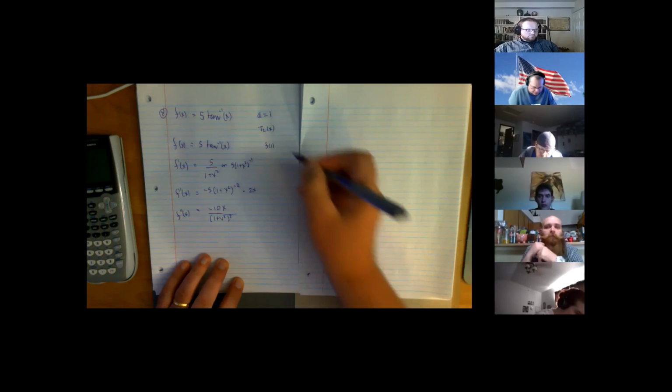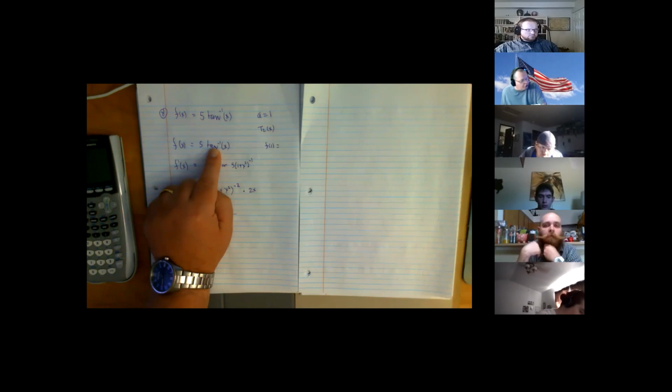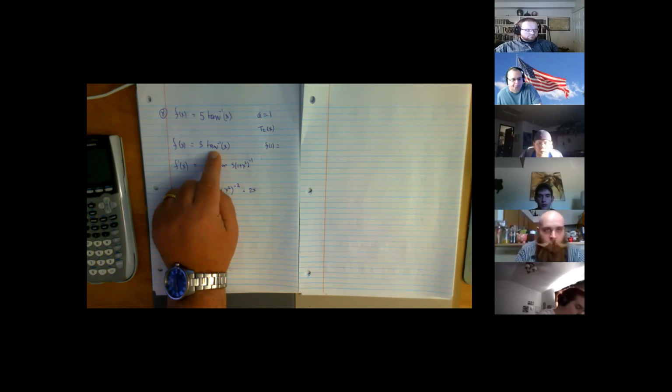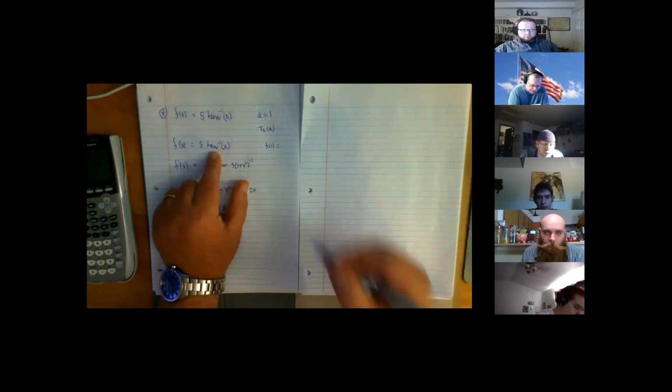So f of 1 is 5 times the inverse tan of 1. What number is the inverse tan of 1? And we don't want a decimal off your calculator. What's the exact value for it? Inverse tan of 1. Pi over 2. Almost. You're 90% there. Pi over 4. Yep.